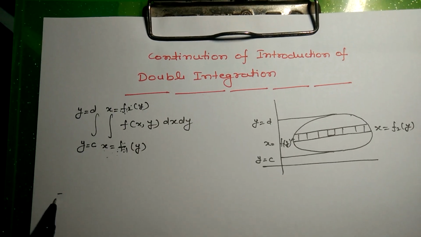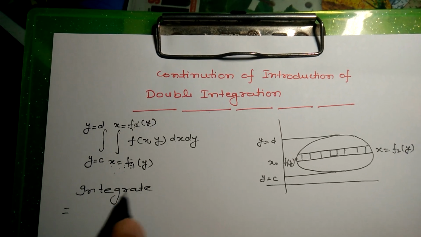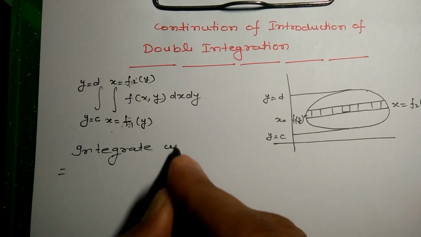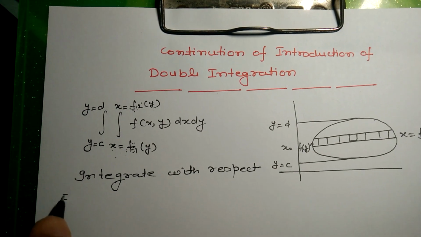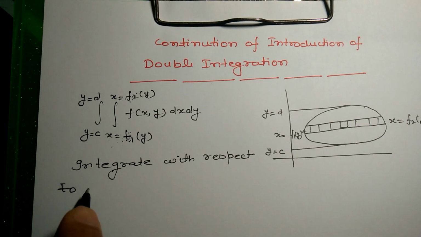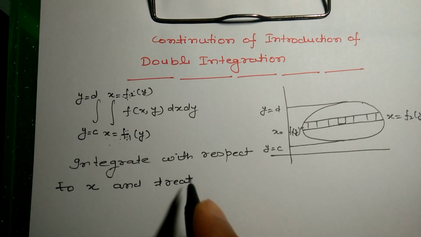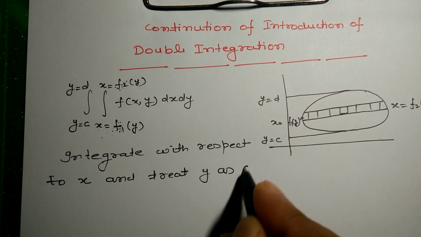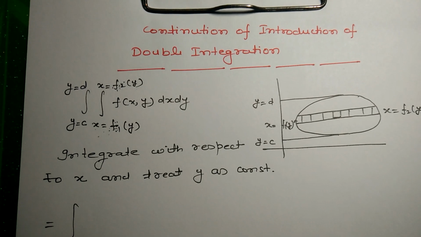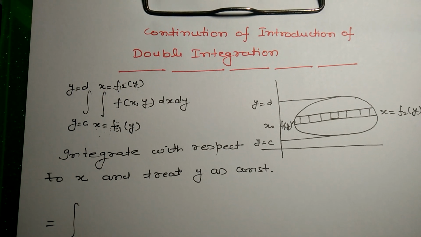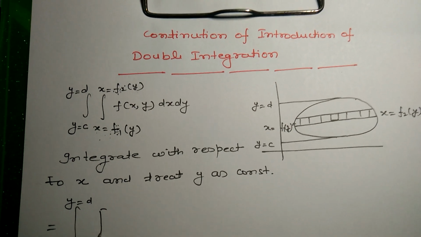So first I'll be integrating with respect to x and treating y as constant. Then you will be integrating with y, from y equal to c to y equal to d.